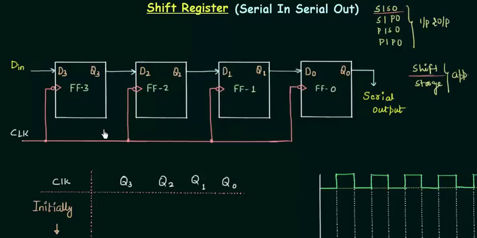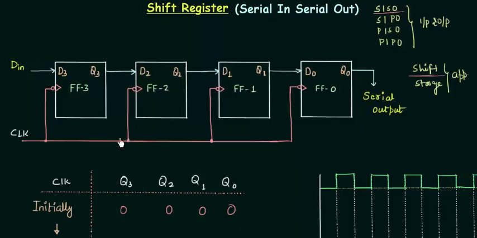So let's start with this circuit. I have used 4 D flip-flops, and you can see the clock is given to all these flip-flops simultaneously, and we have negative edge triggered flip-flops. Din is the input data that we want to store, and it is connected to D3, the input of flip-flop 3. Q3 is the output of flip-flop 3, and it is connected to D2. Q2 is connected to D1, Q1 is connected to D0, and Q0 is giving us the serial output. Initially I am assuming all these outputs Q3, Q2, Q1 and Q0 are 0.